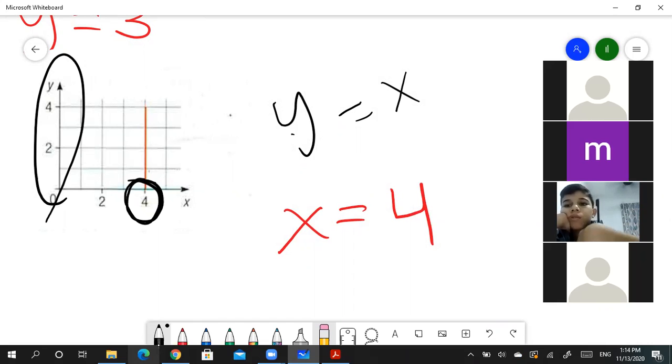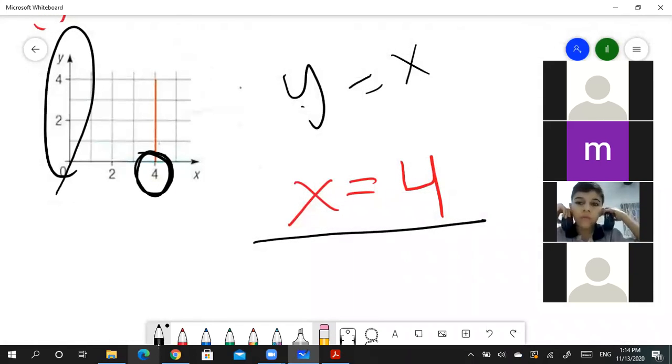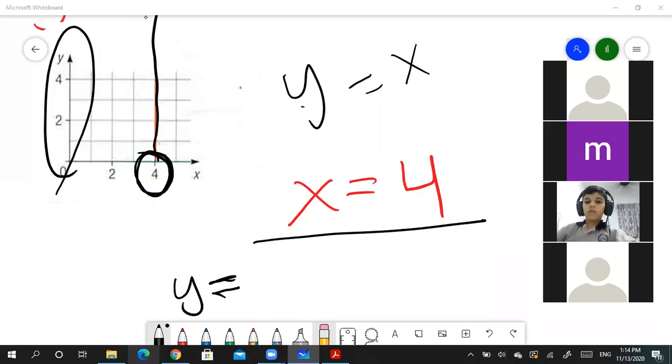I think this is a critical question. We can say the output value is 4 because we don't have y, right? Y equals... right, but what is the value of y? I cannot determine. If you give me a value of x, x is always 4. What is the output? All the values on y will be the output for x equals 4. Is that clear?